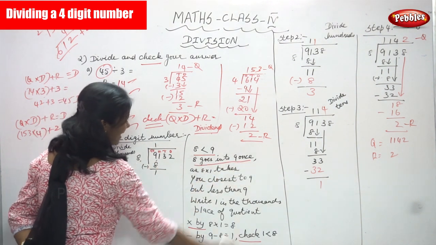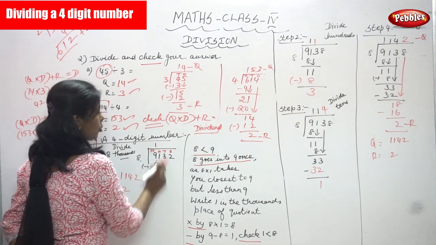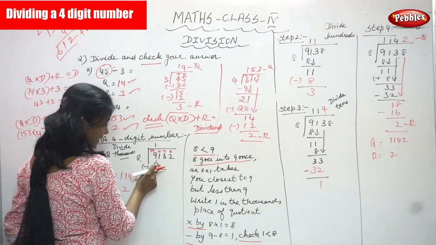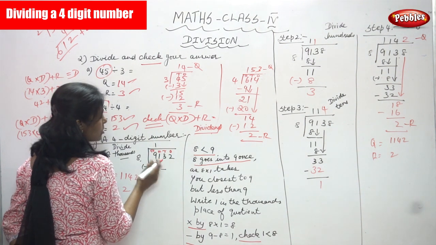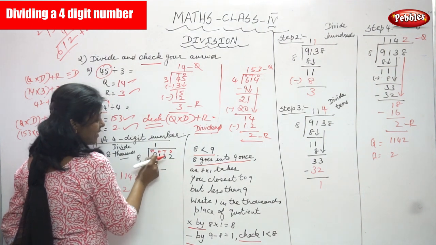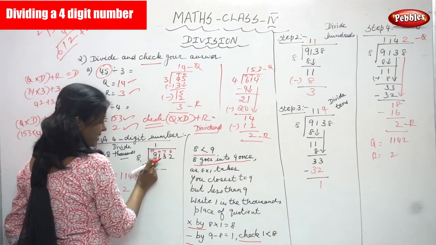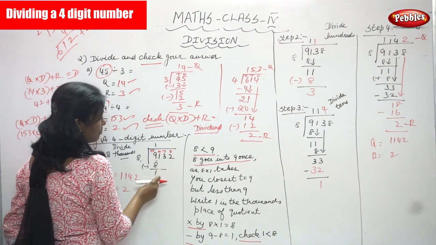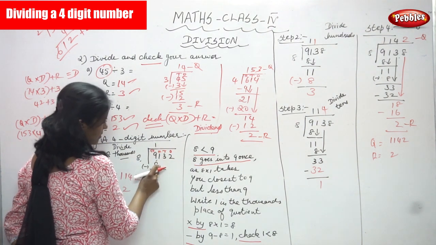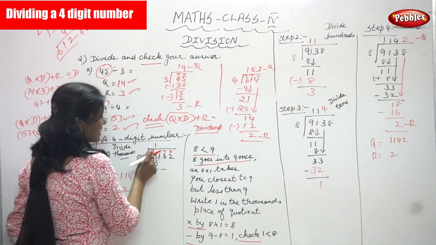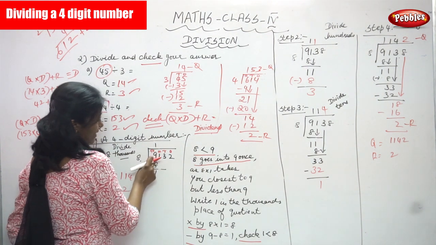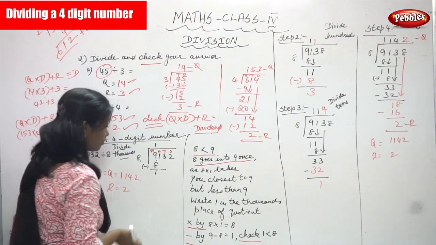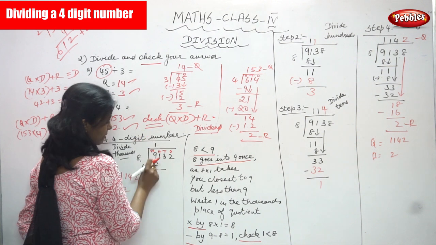8 goes into 9 once, as 8 into 1, you can get 8. So you have to write the 8. You must always write the number lesser than the value. So what is the number in the 1,000 place? 9. So you have to write the number below it, below the 9. It must be less than the exact number you're going to divide. So 9 you are going to take for the division.